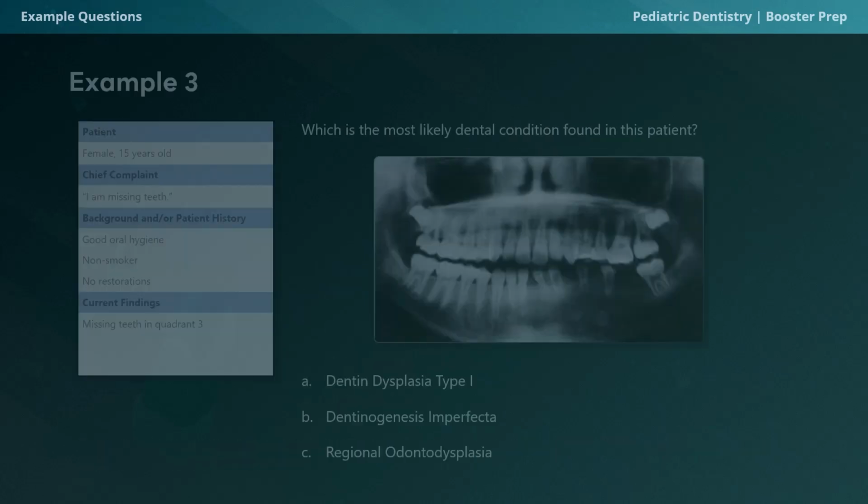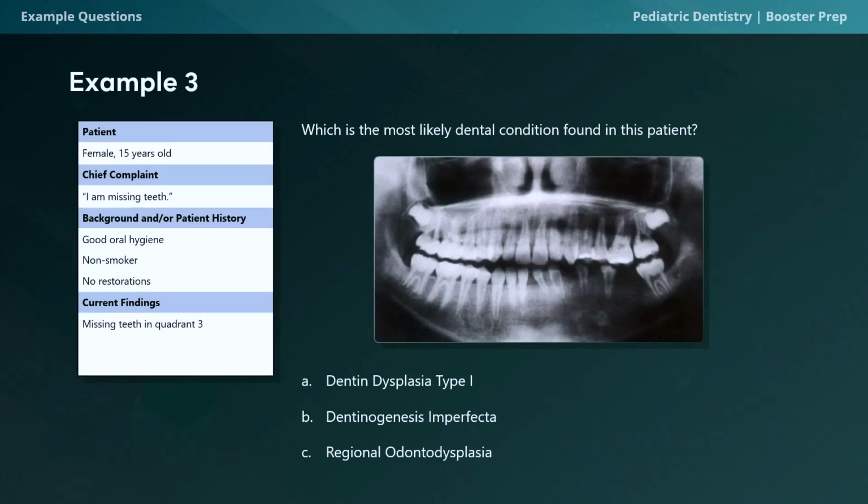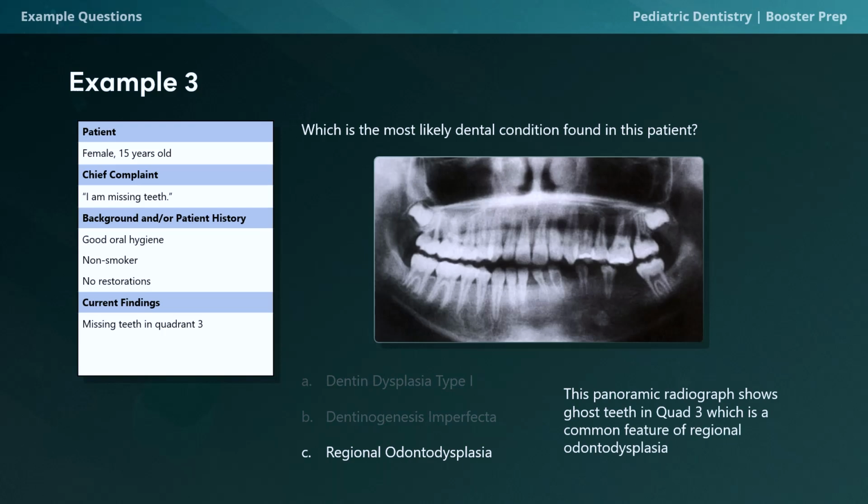For our last question, we'll discuss this 15-year-old female whose chief complaint is that they're missing teeth. Background and patient history includes good oral hygiene, a non-smoker, and no previous restorations. In the current findings, we can see that there are missing teeth in the third quadrant of the mouth. Based on this panoramic x-ray, which is the most likely dental condition found for this patient? The correct answer would be option C, regional odontodysplasia. This panoramic radiograph shows ghost teeth in the third quadrant, which is a common feature of regional odontodysplasia.